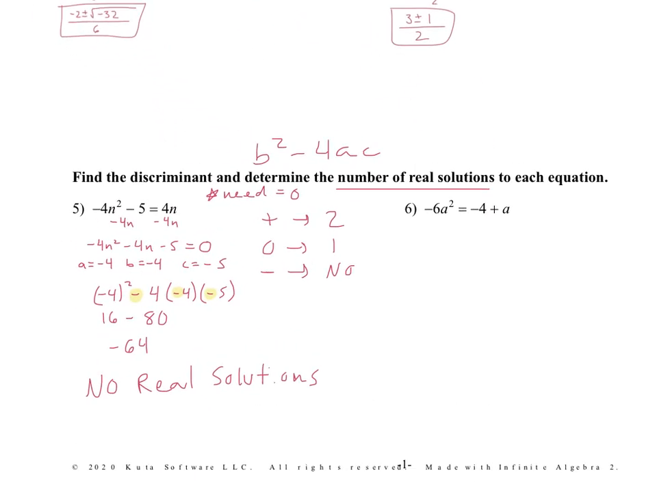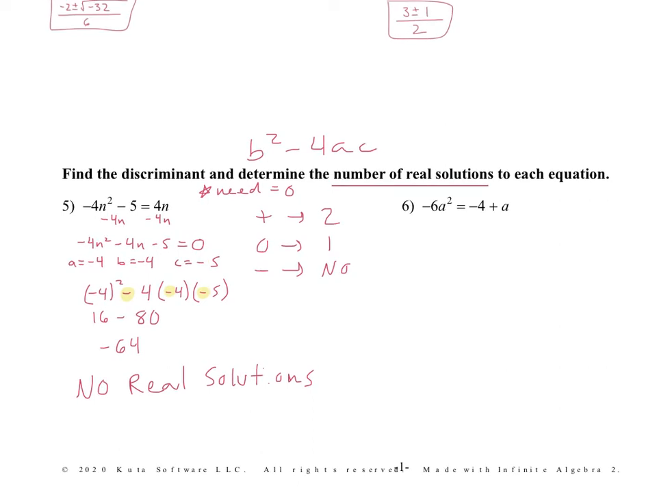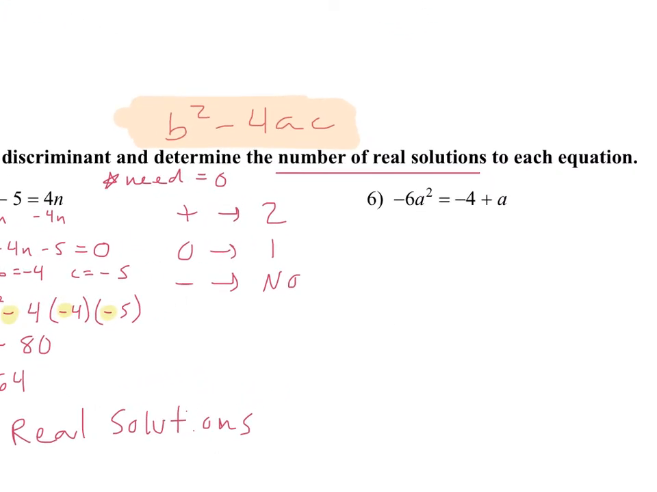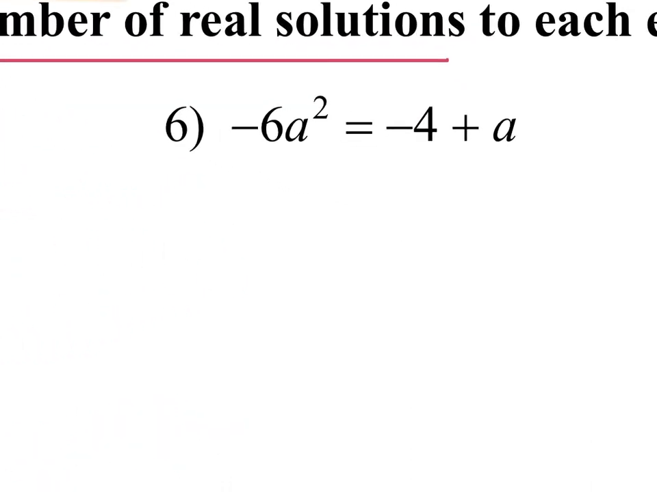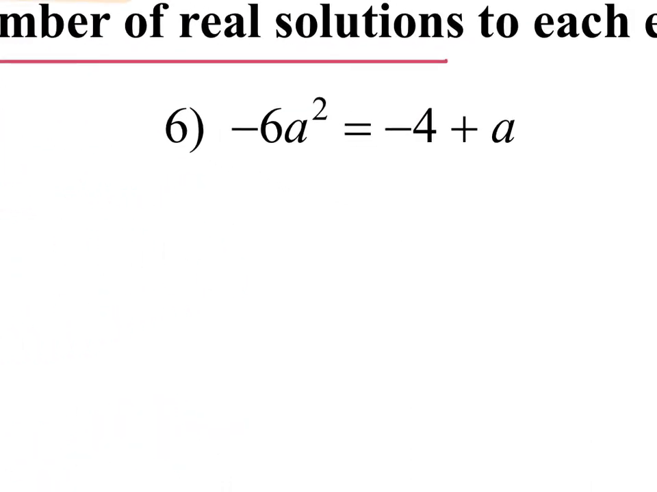Okay, for the second section, to find the discriminant, we're just going to use the part that's under the square root of the quadratic formula. So the b squared minus 4ac. On the test. So what's the first thing we need to do here for number 6? We need to add 6a squared to both sides, because we need our equation to be equal to 0.